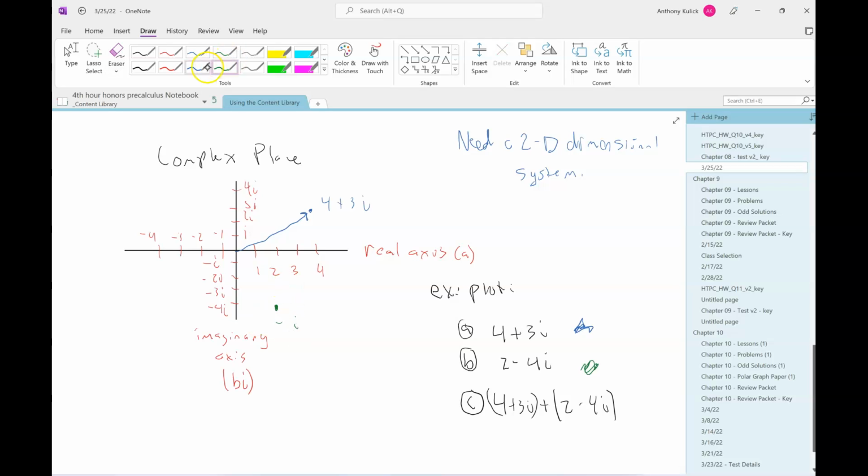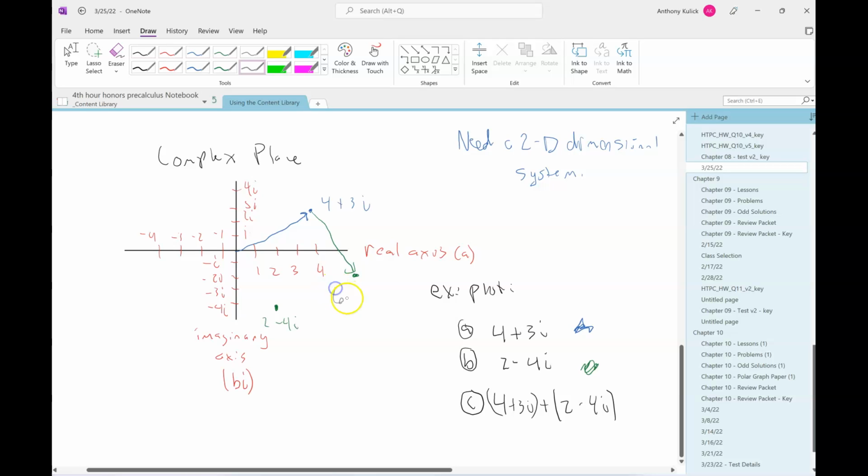And then from this spot, we're going to count, boy, I did not write the right thing there at all, did I? We'll count 2 over and then 4 down. And this spot here would be 6 minus 2i.